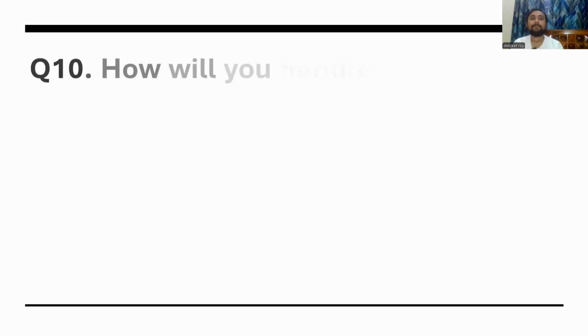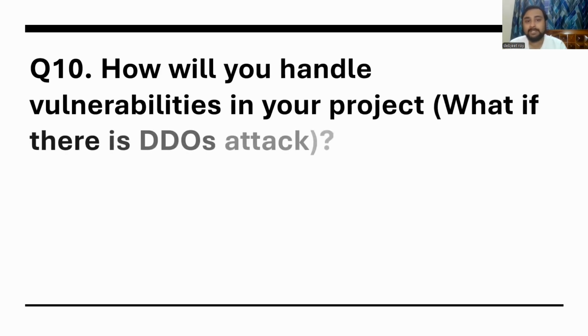Then, how will you handle vulnerabilities in your project? Vulnerabilities are of various kinds, right? If there's any DDoS attack, how will you handle that? Basically, you should store passwords in a character array so that it becomes much more secure. Then you need to have a proper authentication and authorization mechanism implemented. Then there needs to be SonarLint, which needs to be integrated in your IDE.